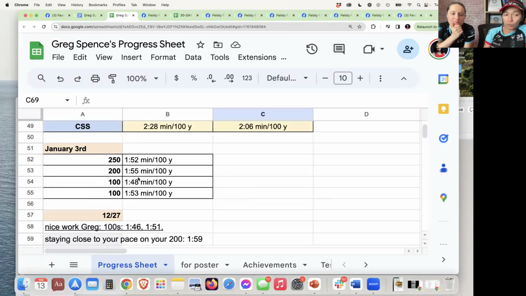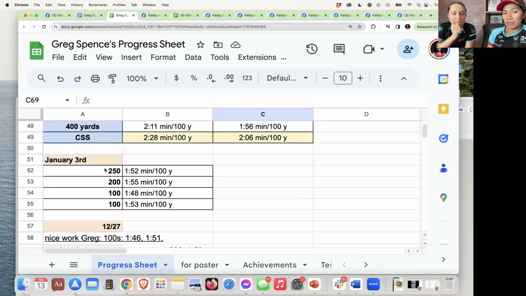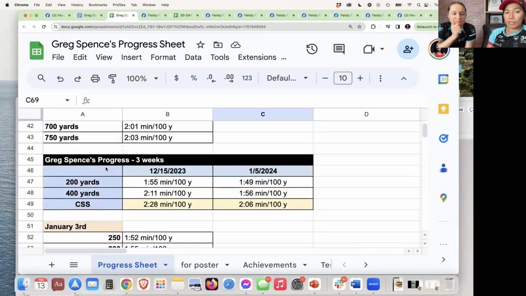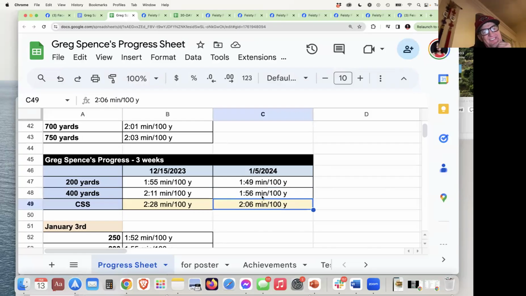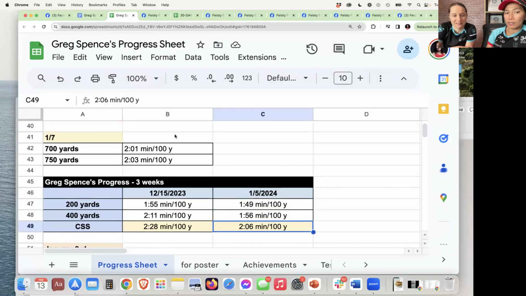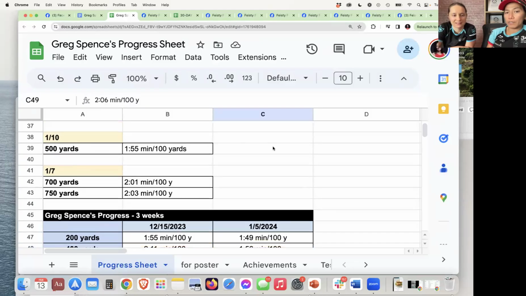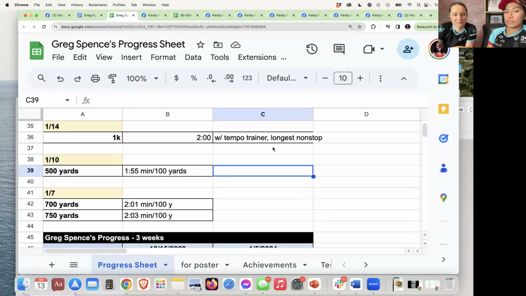January 3rd, this one is after 2 weeks. As you can see, he's gaining more. Now 3 weeks, progress. This one is after 3 weeks. Here you go. Both 400s got sub 2 minutes per 100 yards. He already improved after 3 weeks. I was watching you, Greg. I was happy, like we were on the right track. I continue to watch you customize your workouts in a way that I can really test you.